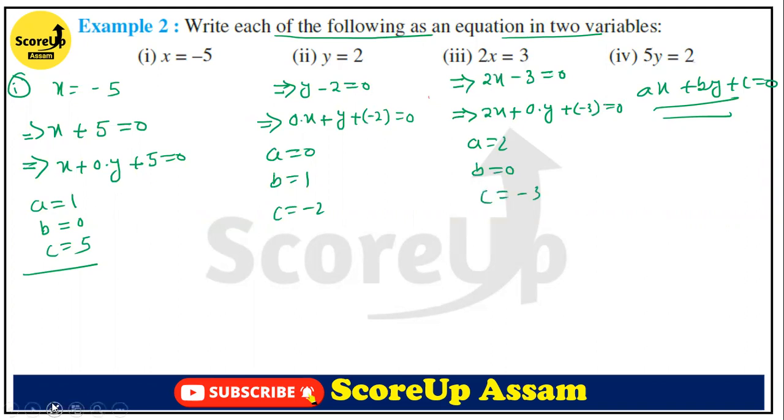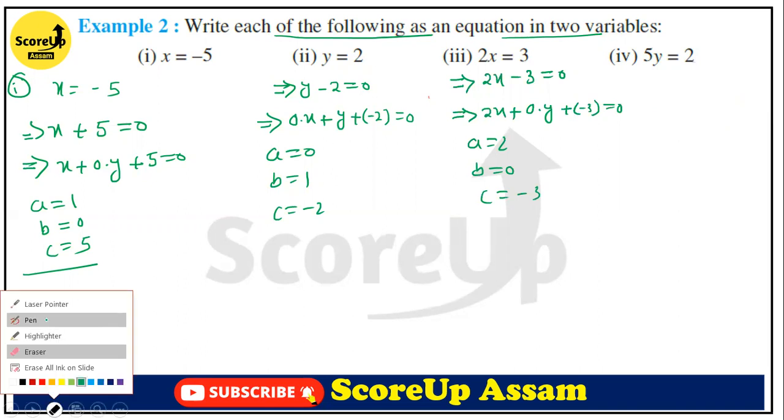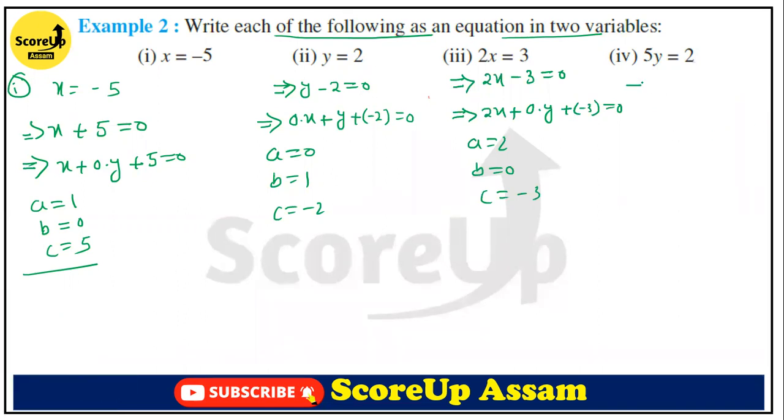Similarly, how can you write this? Similarly, we can write this equation, question number 4, like this: 5y minus 2 equal to 0. This implies 0 into x plus 5y minus 2 is equal to 0. Now this is an equation in two variables, x is one variable, y is another variable. Here a is equal to 0, b is equal to 5, and c is equal to minus 2.